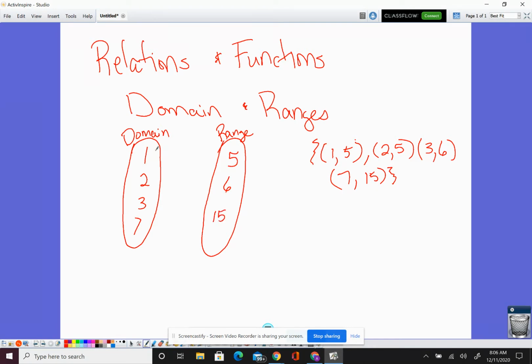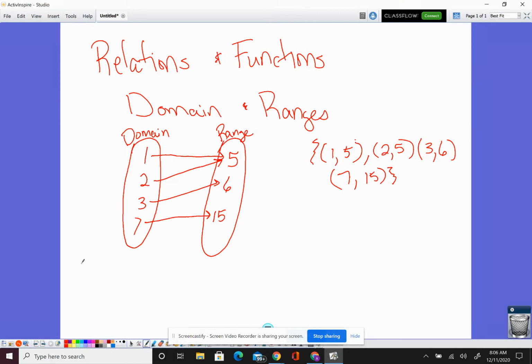So the mapping says that you go from one domain to one point in the range. 2 also points to 5. So 1 points to 5 and 2 points to 5. 3 points to 6 and 7 points to 15.